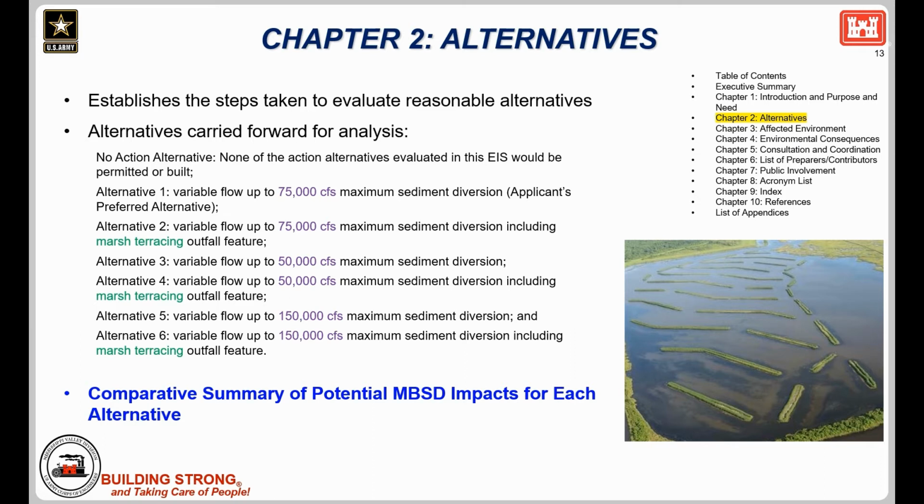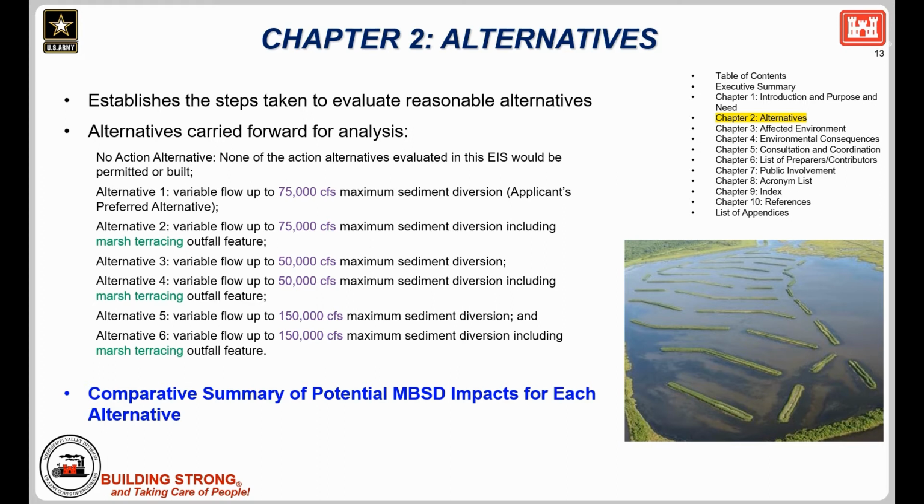The 6 alternatives are all sediment diversions at variable maximum flow rates. A variable flow up to 75,000 cubic feet per second, which is CPRA's or the applicant's preferred alternative. A variable flow of up to 50,000 cubic feet per second, and a variable flow of up to 150,000 cubic feet per second. Marsh terracing in the outfall area was an alternative considered for each flow capacity.